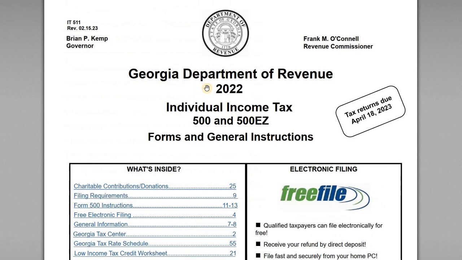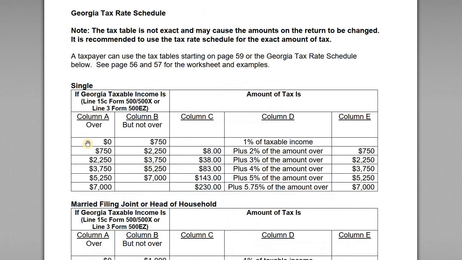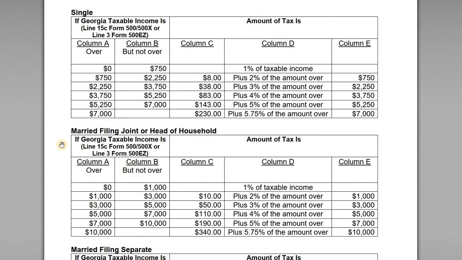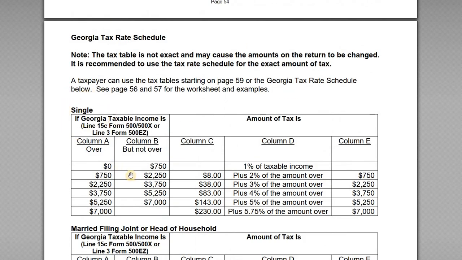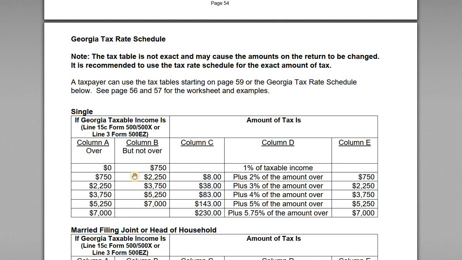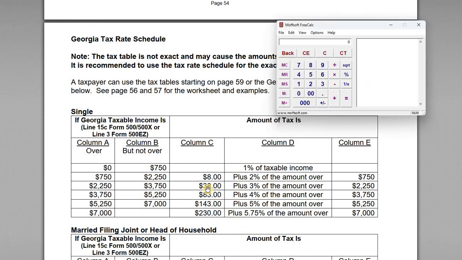So if we go to the instructions and we go down to the tax tables, we have the Georgia rate schedules here, single filing taxpayers, right? There's the married filing joint or head of household table. We're working with the first one here for single filers. And so we have $3,807 of taxable income. And so our range is going to be right here, $2,250 to $3,750. So if we get out our calculator, the amount of tax that we're going to owe here is going to be $38 plus 3% of the amount over $2,250.